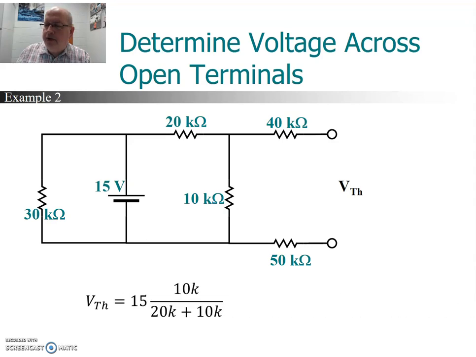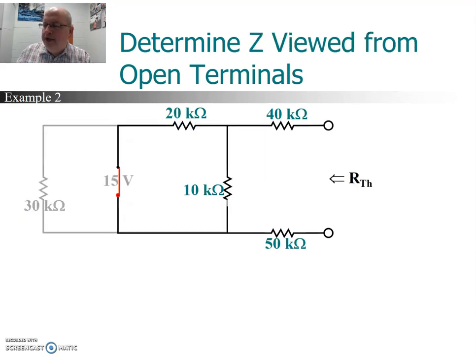We can use a voltage divider, 15 volts across the series combination of 20 and 10. So it's 15 times 10K, divided by 20K plus 10K. That would give us 5 volts. 5 volts then is our Thevenin voltage, because the voltage across 10K and the voltage across the load terminals are the same.